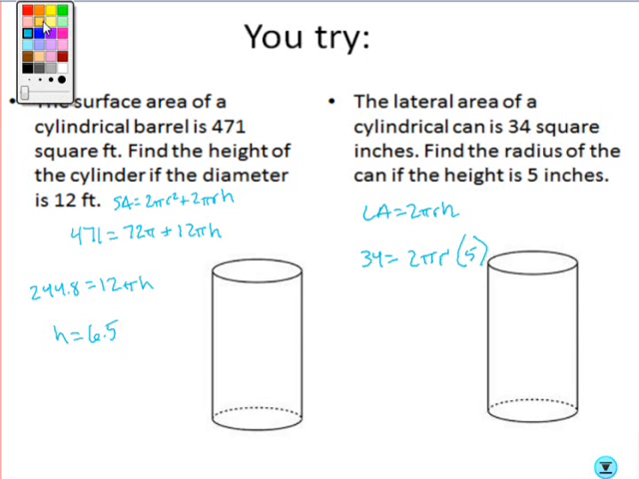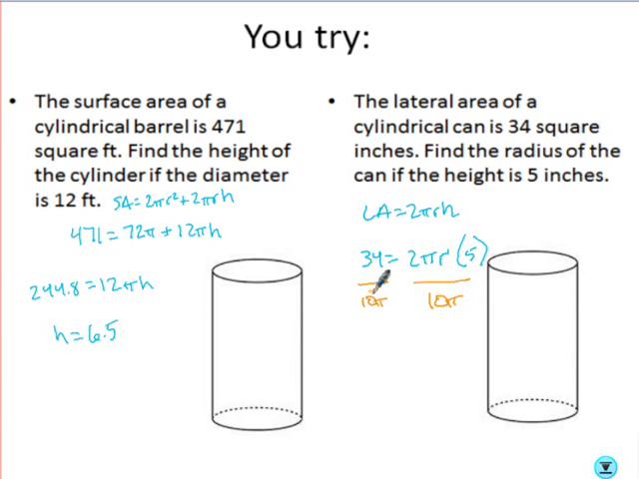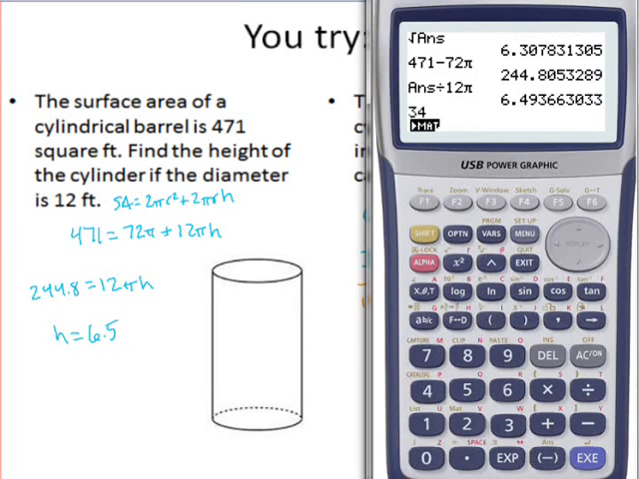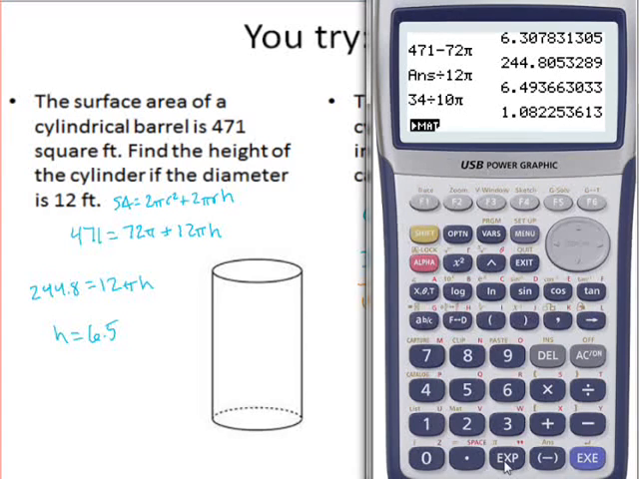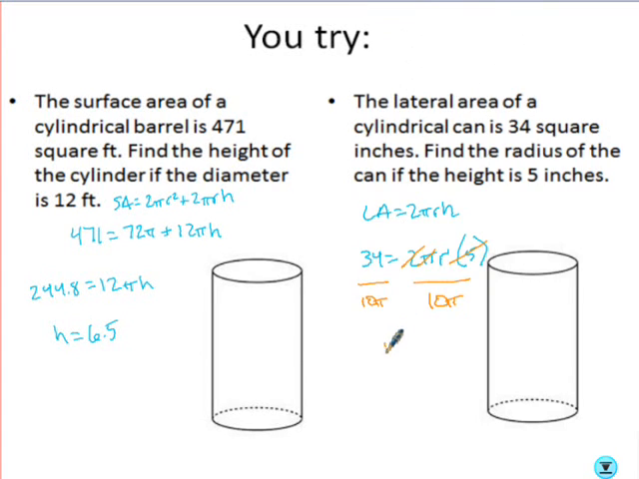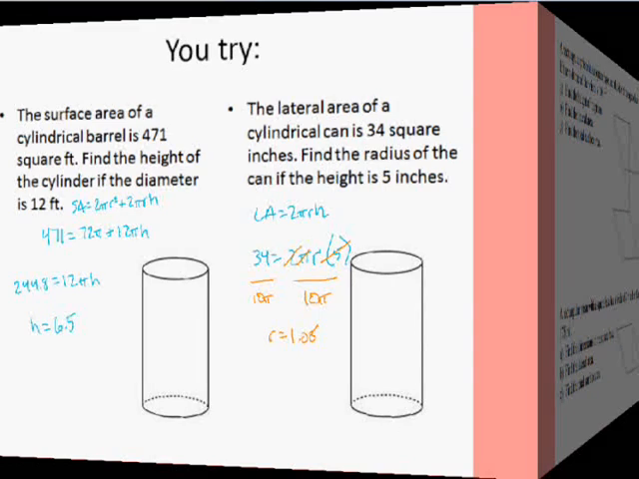Okay, so we're going to divide both sides. Again, this is just so we make sure we have an understanding. I'm going to divide both sides by 10 pi. Okay, so 10 pi takes care of that, that, and that. So if we have 34 divided by 10 pi, that leaves me with about 1.08. So the radius is 1.08. Easy enough. Let's take a look at some more.